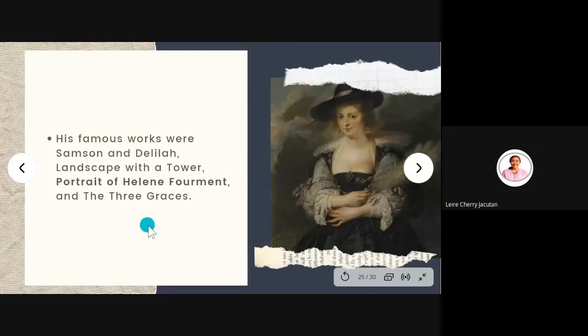Yan, so his famous works were Samson and Delilah, Landscape with the Tower, Portrait of Helene Ferment, and The Three Graces. Si Rubens kasi meron siyang patron. So yung patron niya na yon, si Helene Ferment, palagi niya yung subject sa lahat ng mga gawa niya. Since siyempre, kino-commission siya nun na gawin yun, yung mga portrait painting na yun.